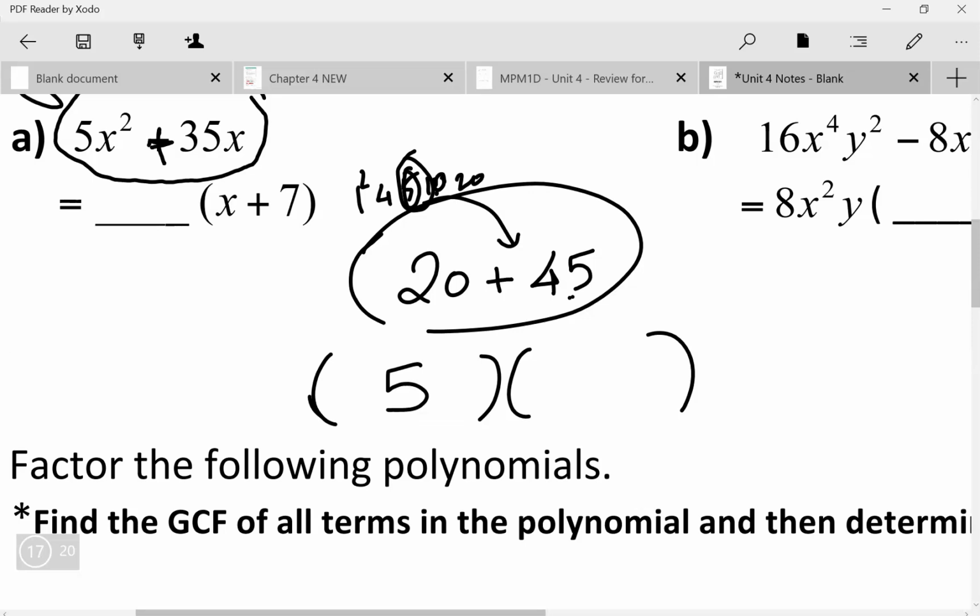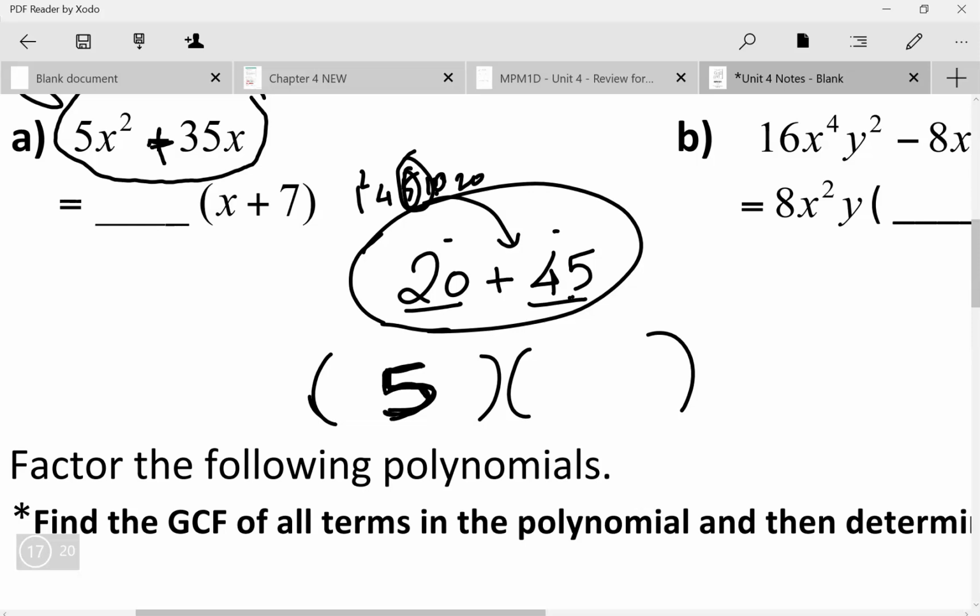And then what goes inside this other bracket? I'm going to divide, it's basically division. I'm going to take out a 5 from each of these terms. And when I say take out, I don't mean subtract. I mean divide out a 5 from both of these terms. We're going to divide out whatever greatest common factor we had from both of these terms.